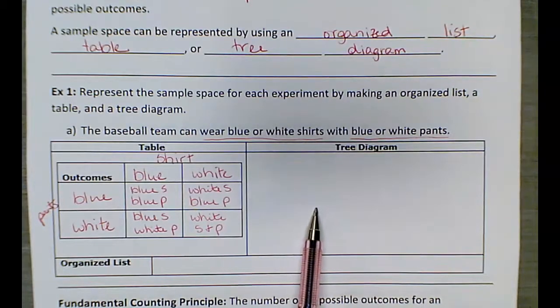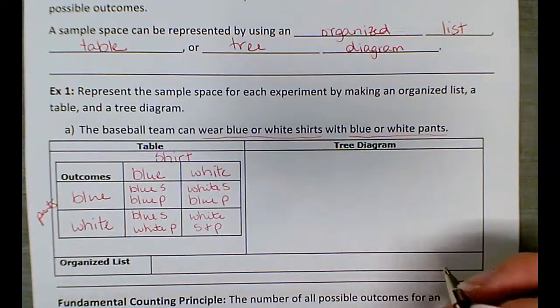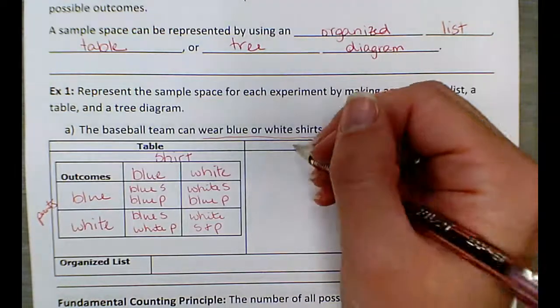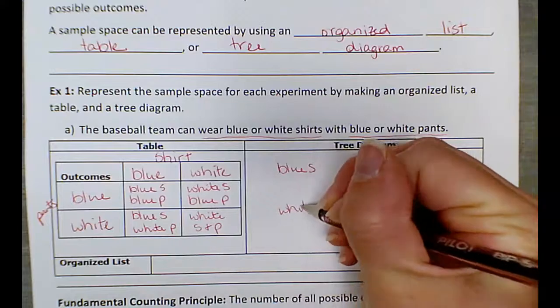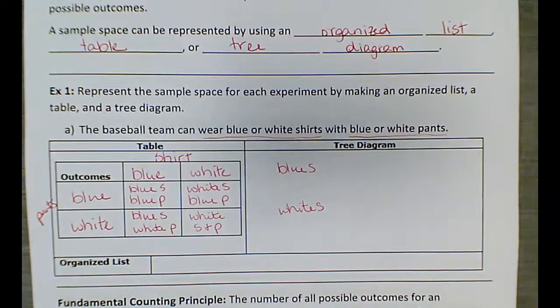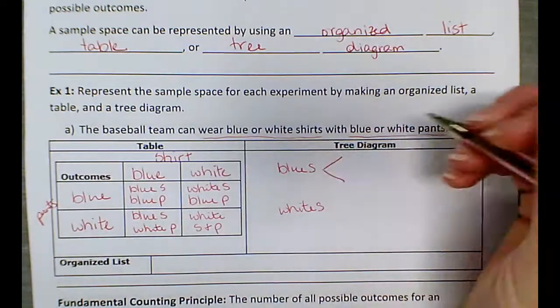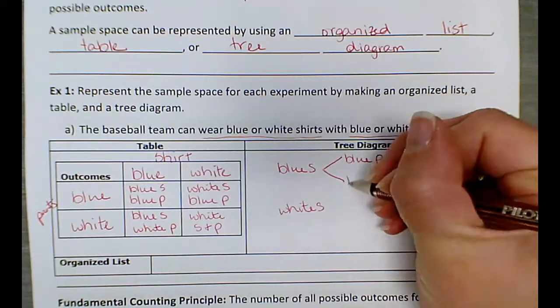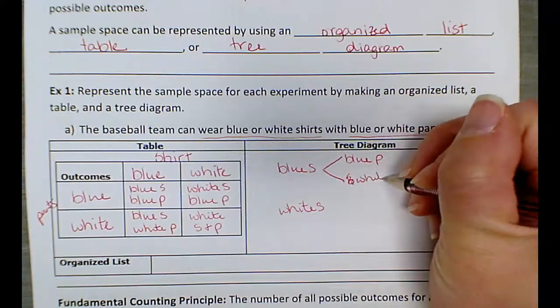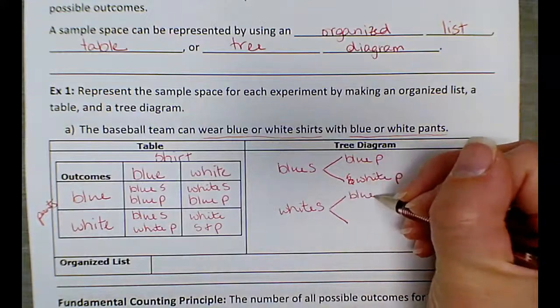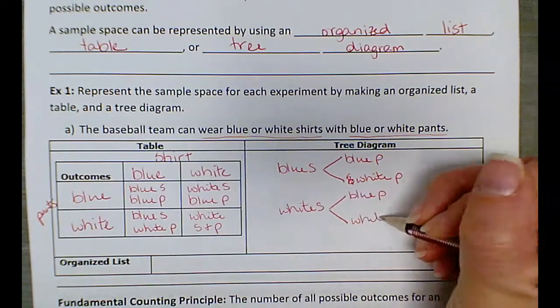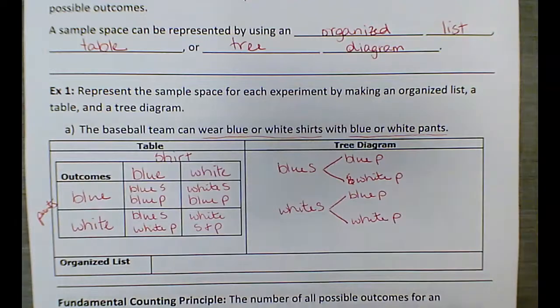To represent this same information, you start out by picking one of the pieces of your experiment. Let's start out with shirts. Either the baseball team can wear blue shirts or white shirts. And then from there, each has the option of 2 different pairs of pants: blue pants or white pants. If they wear a white shirt, they still have the same 2 options for pants: blue pants, white pants.